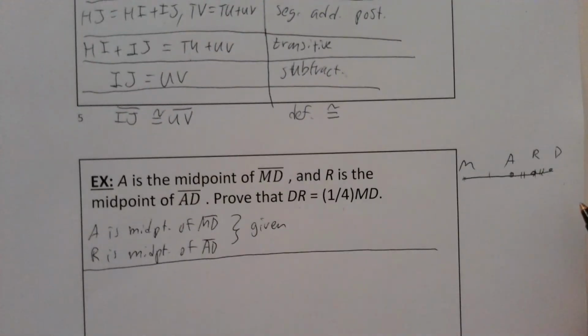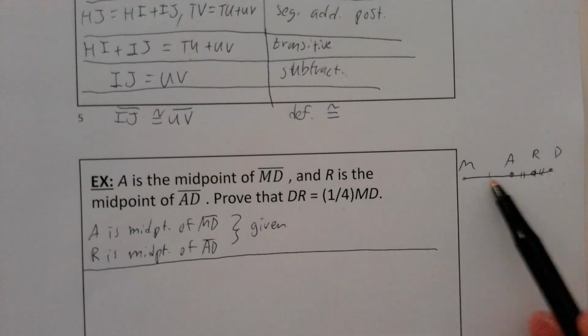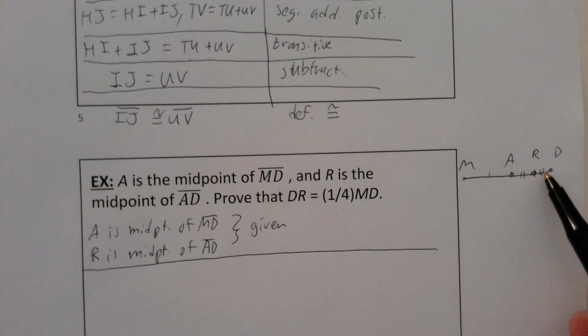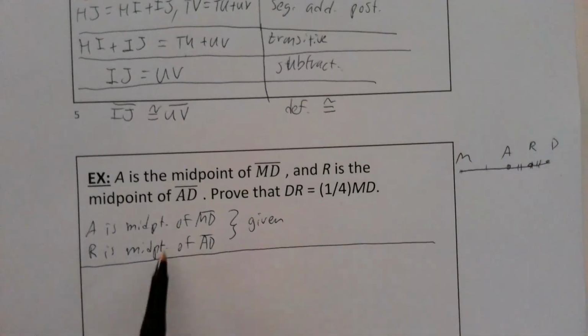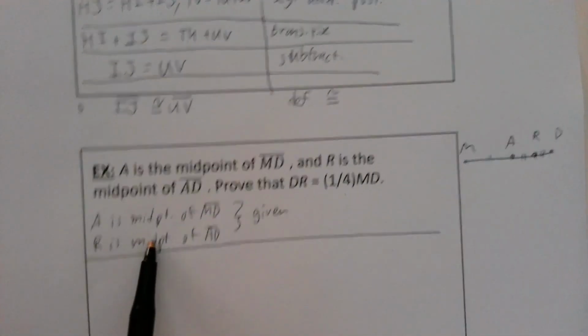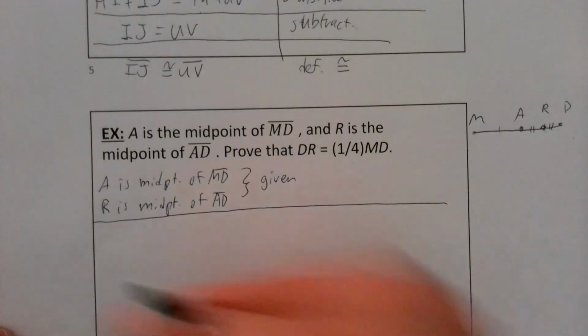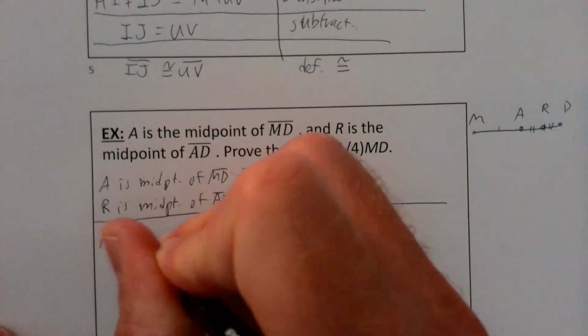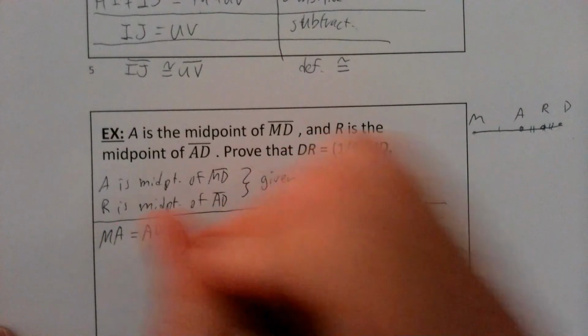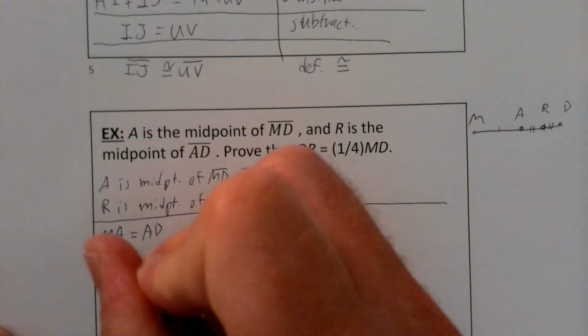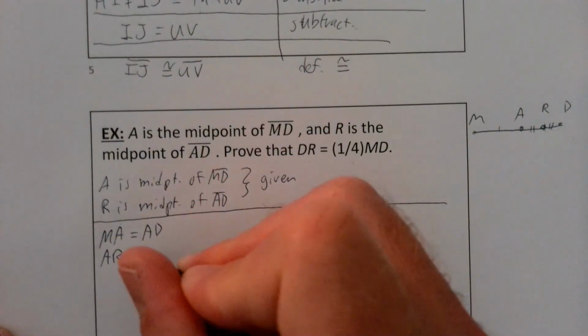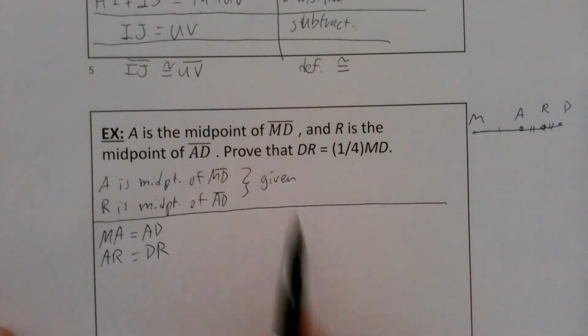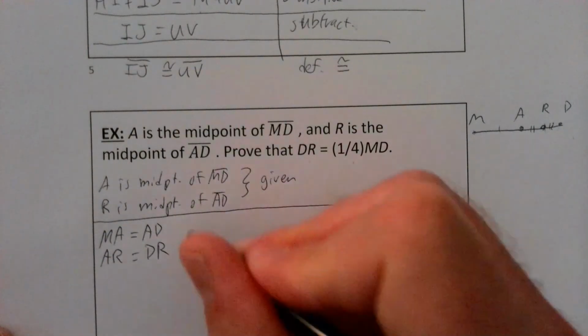Okay. Now looking at this thing, I can break this apart all kinds of different ways. You can look at MA plus AR plus RD, a lot of different combinations. Now, I'm going to use this definition of midpoint first, though, because I know that by definition of midpoint, MA is the same as AD. Also, AR is the same as RD. I'm going to say DR, because they want me to say that at the end. DR. This is by the definition of a midpoint.